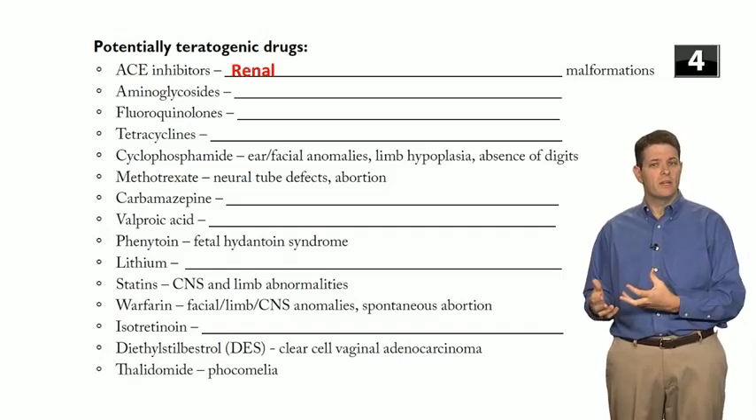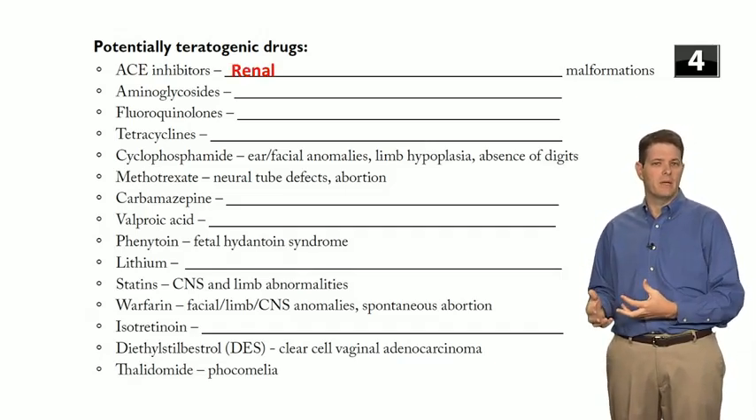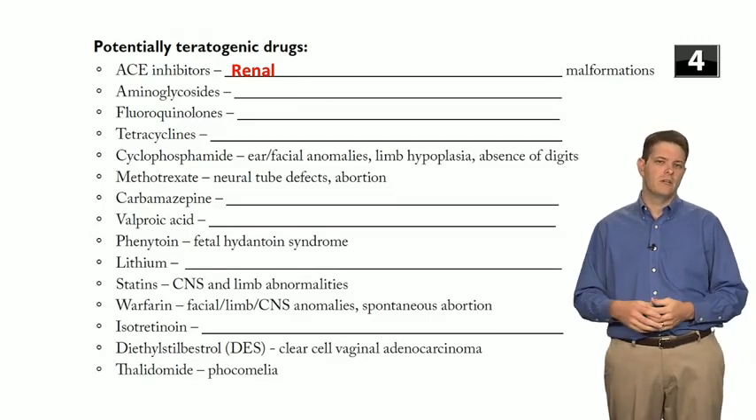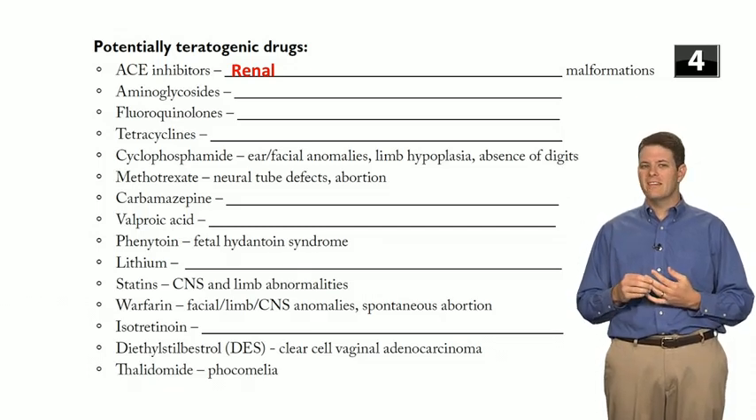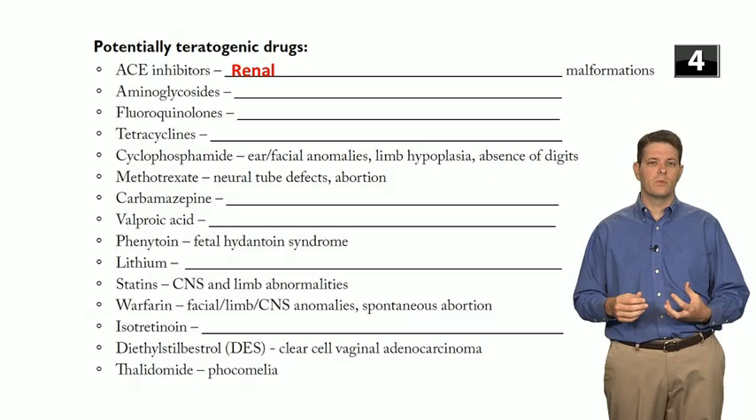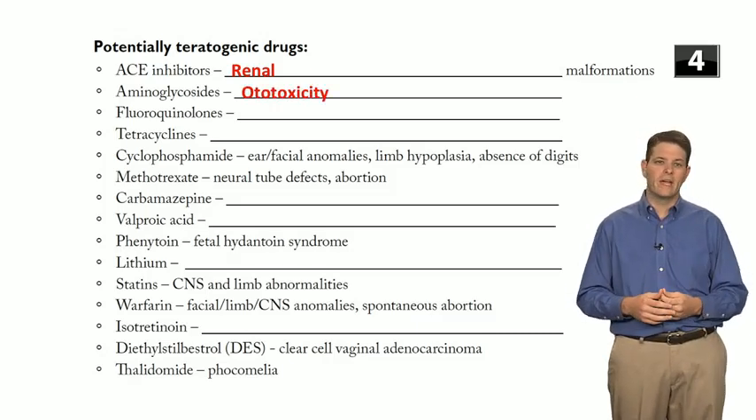So we use ACE inhibitors to protect the kidneys in patients with diabetes, so it's pretty easy to remember that these drugs can also cause renal damage in the fetus. Next, we have 3 big classes of antibiotics that you should know about. First is the aminoglycosides like gentamicin, which can cause ototoxicity and cranial nerve 8 damage.